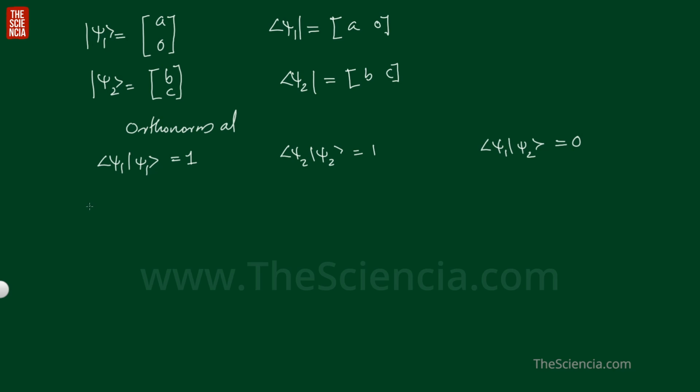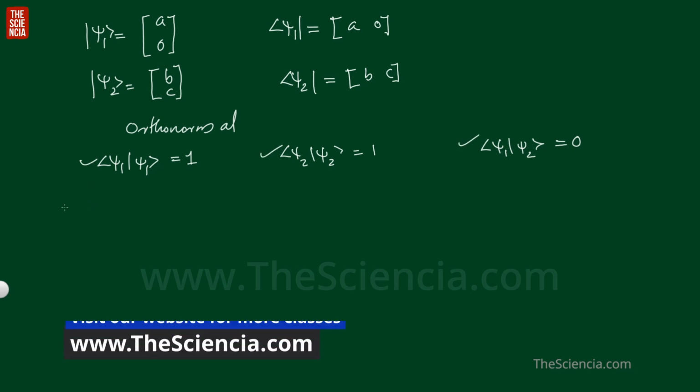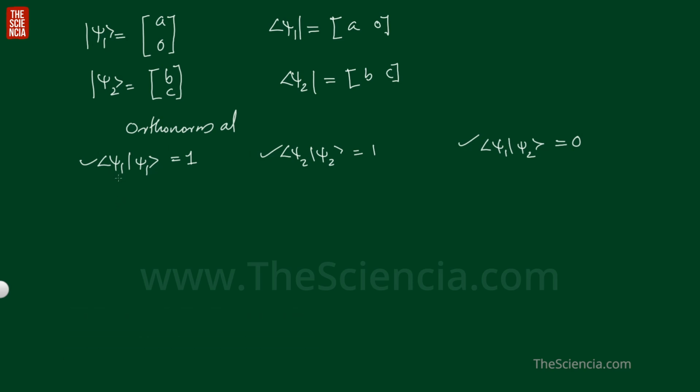Now we can substitute these terms in these equations. So first consider the first equation. Then what do we get? Bra psi 1 is matrix A0 and ket psi 1 is matrix A0. And these vectors are normalized, so this is equal to 1. So what is this equal to? By multiplying this matrix we get A square, and A square is equal to 1. So we get A equal to plus or minus 1.